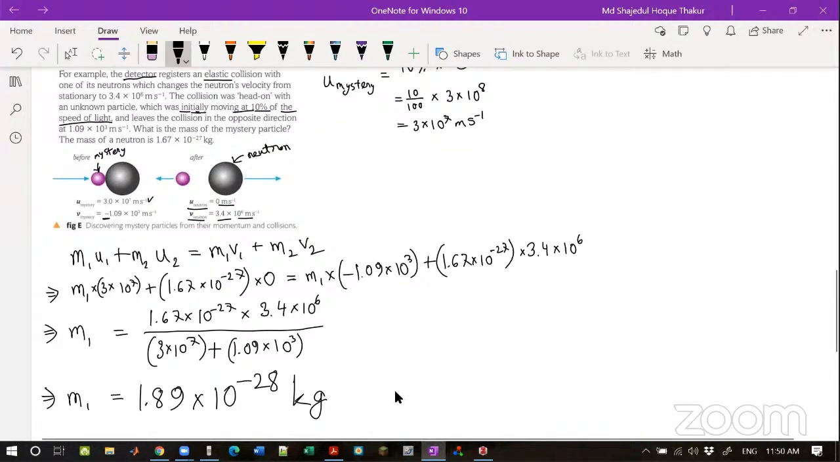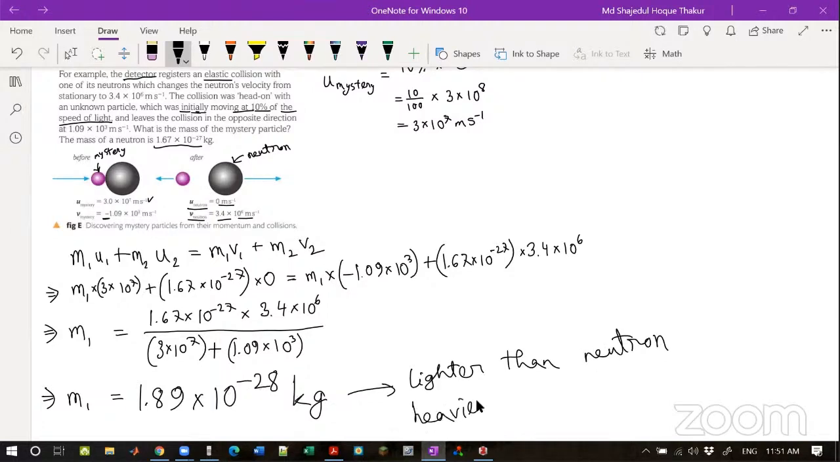Okay, well, as you can see, this is not the mass of a neutron, it's smaller than the mass of a neutron, right? But also it's heavier than the electron. Do you guys know the mass of the electron? 1.6 into 10 to the power minus 19. No, that's 9.11 into 10 to the power minus 31.